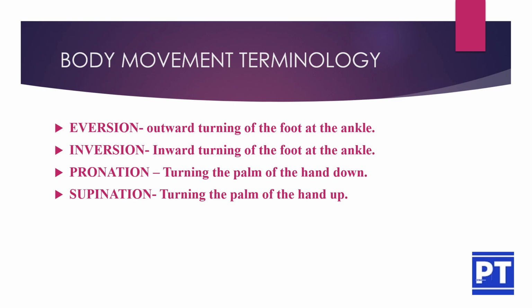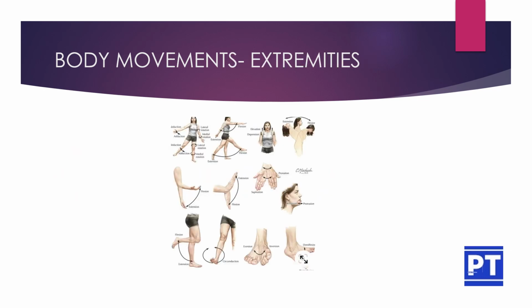Body movement terminology. Eversion, outward turning of the foot at the angle. Inversion, inward turning of the foot at the angle. Pronation, turning of the palm of the hand down. Supination, turning the palm of the hand up. Here are some of the body movements of the extremities.